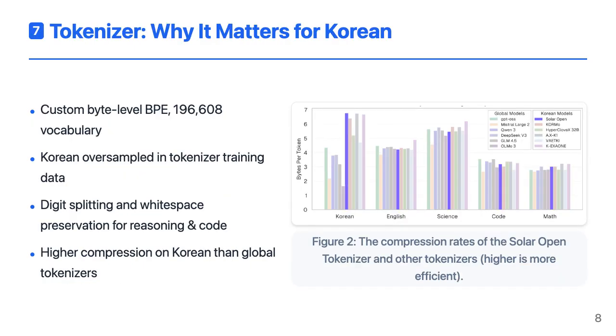Tokenization is a big deal for Korean. Many global tokenizers fall back to byte-level encoding on Korean text, which inflates sequence length and breaks meaningful units. Solar Open uses a custom byte-level BPE tokenizer with a large vocabulary of about 196,000 tokens, trained on data that deliberately oversamples Korean and key domains. It splits digits into individual tokens to stabilize arithmetic and preserves whitespace patterns, which is crucial for code. Evaluations show that this tokenizer achieves better compression on Korean than many global models, which directly improves training throughput, inference speed, and effective context length.